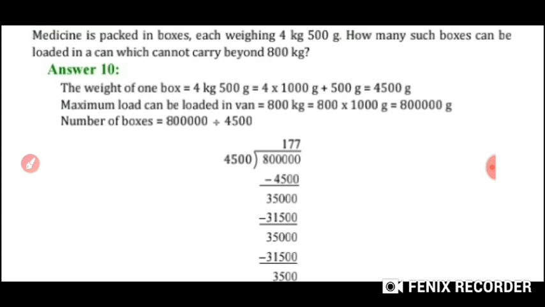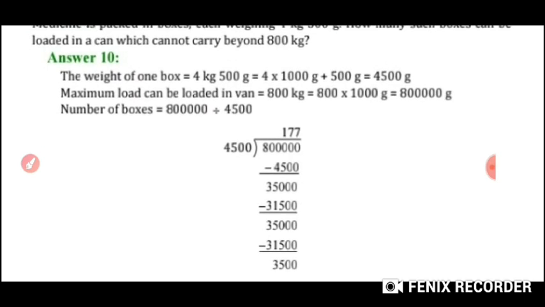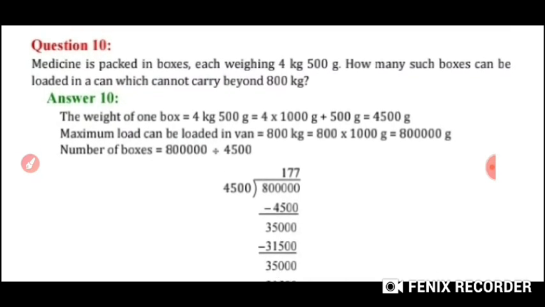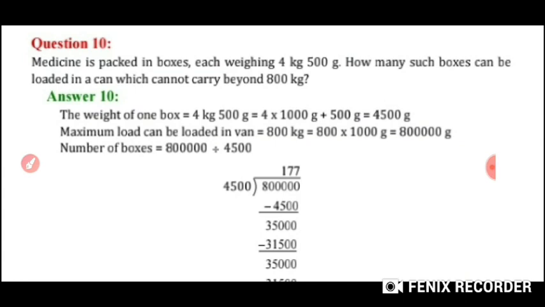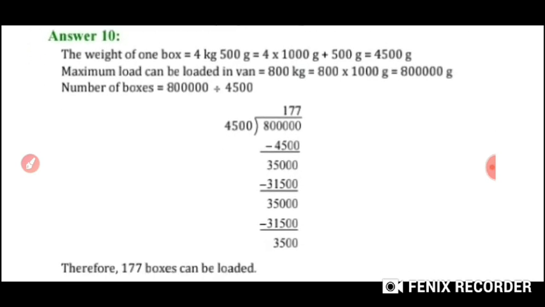Then we change kilogram to grams: 800 multiplied by 1000 is 8 lakh grams. How many boxes will be required? 4500 per box. Then 8 lakh divided by 4500 gives 177 boxes, with some remaining. Therefore 177 boxes can be loaded.